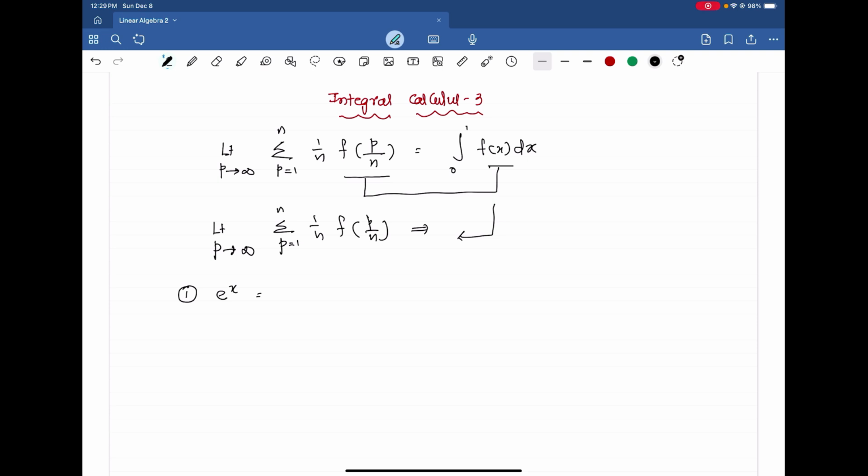e to the power of x is equal to 1 plus x by factorial 1 plus x square by factorial 2 plus x cube by factorial 3 and go on. So, in this, let us say I put x as 1. Let us put x is equal to 1. Then e to the power of 1, that is equal to e.